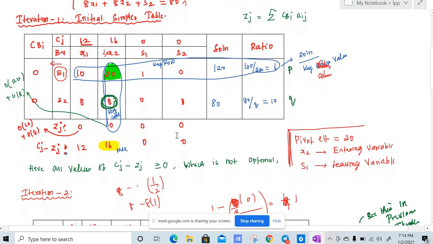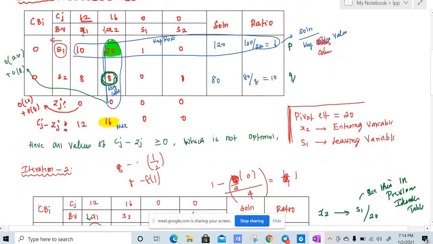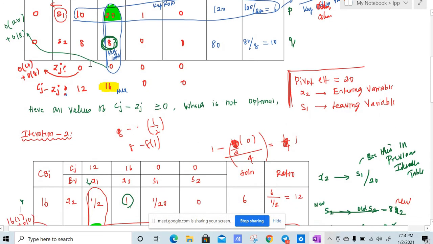So in the second iteration, an important thing is, here you can see x2 is the entering variable and s1 is the leaving variable. Whatever leaves, and this will enter. So in place of s1 I'm going to write x2, and s2 will remain as it is, and I'm dividing this row by 20. So 10 by 20 is 1 by 2, 20 by 20 is 1, 1 by 20, 0 by 20, 120 by 20 is 6.